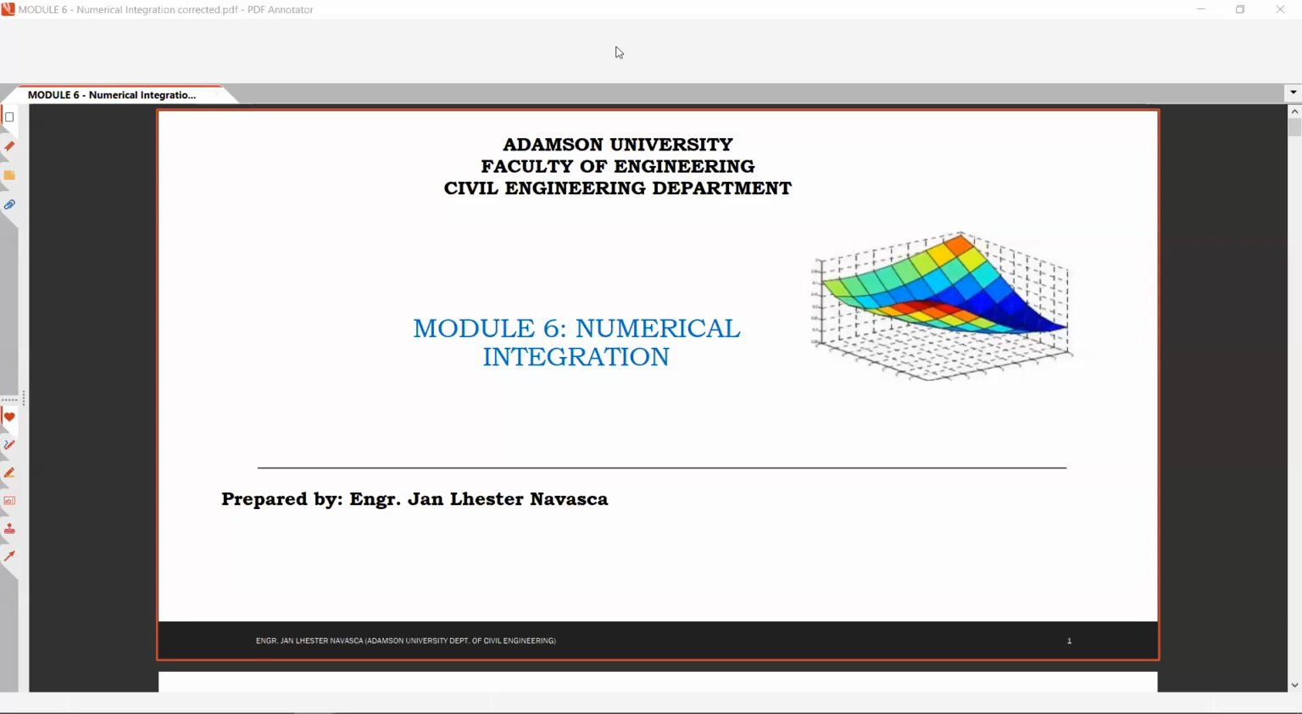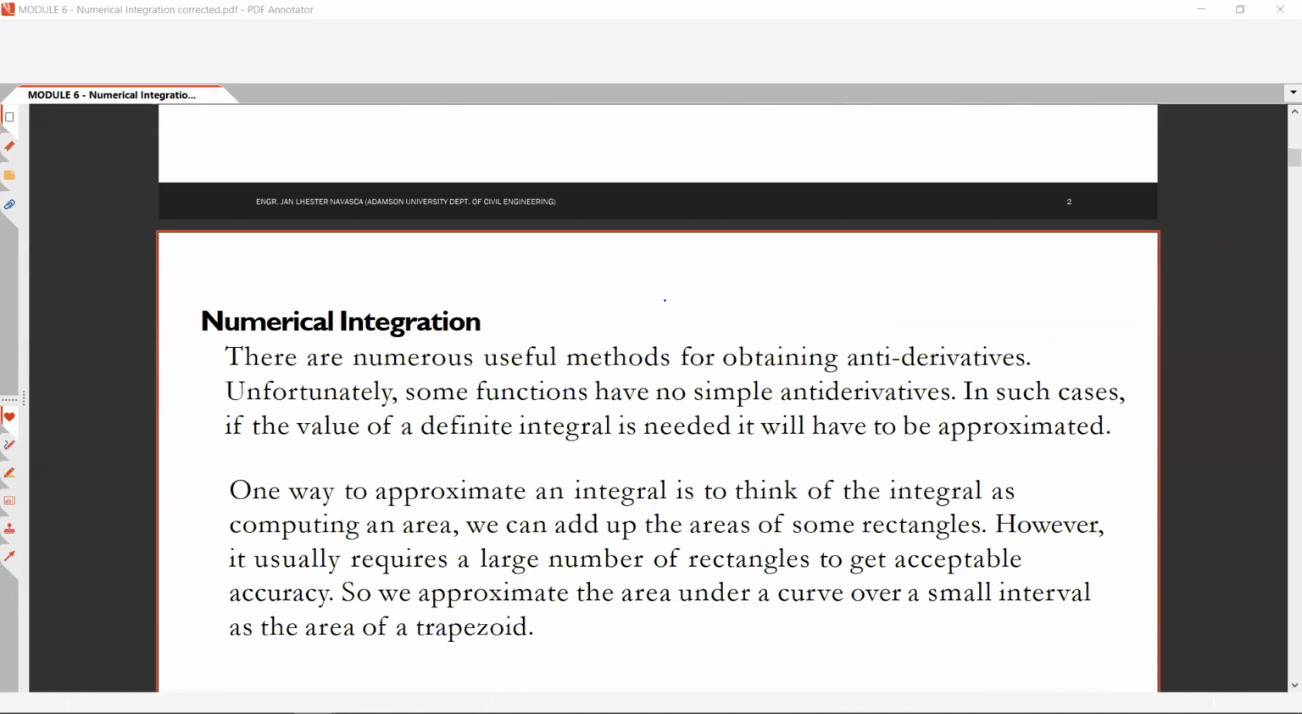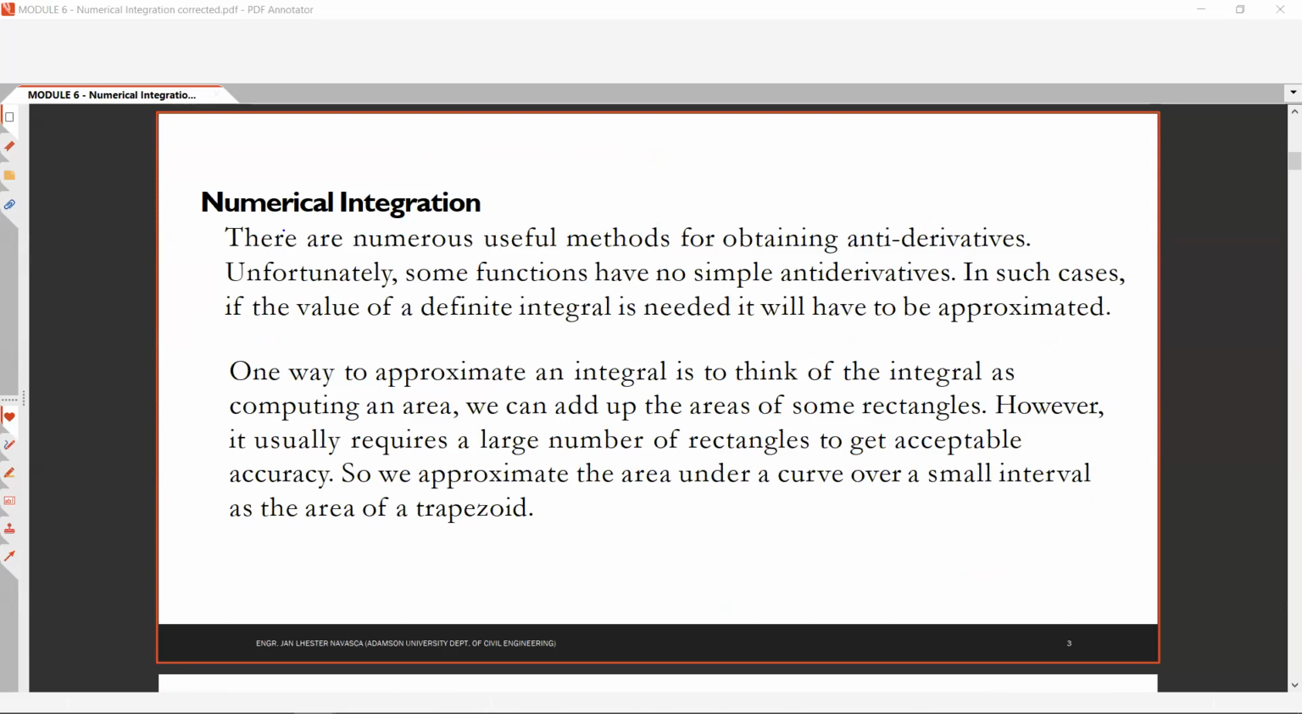Okay. So, good morning, class. We will discuss numerical integration. So, how numerical solutions solve numerical integrations. Okay. So, remember that for integrations, there are numerous useful methods for obtaining the antiderivatives.